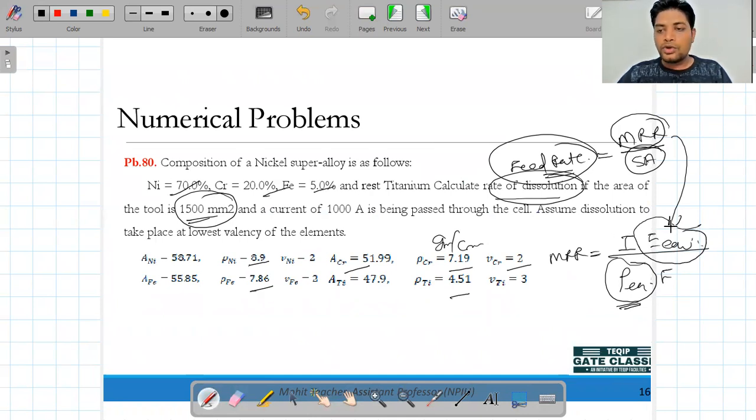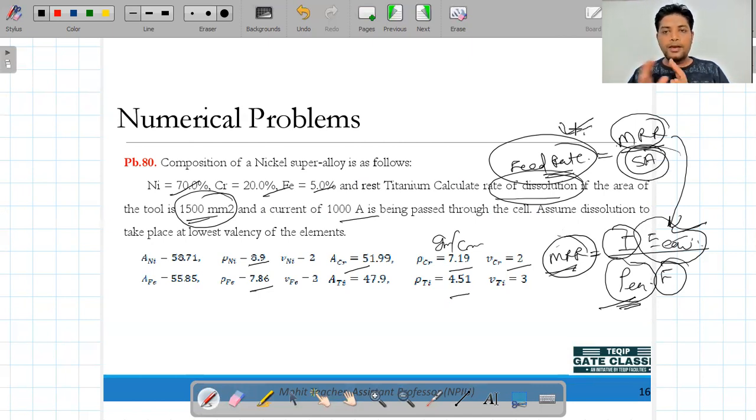So you have to calculate the E equivalent, then just put the value of E equivalent and rho equivalent over here. I is also given to you, 1000 ampere, and F we already know is 96,500. So get the value of MRR and put it over here. SA is already given to you, so get the value of feed rate. It is very easy, though a little lengthy, not complex.